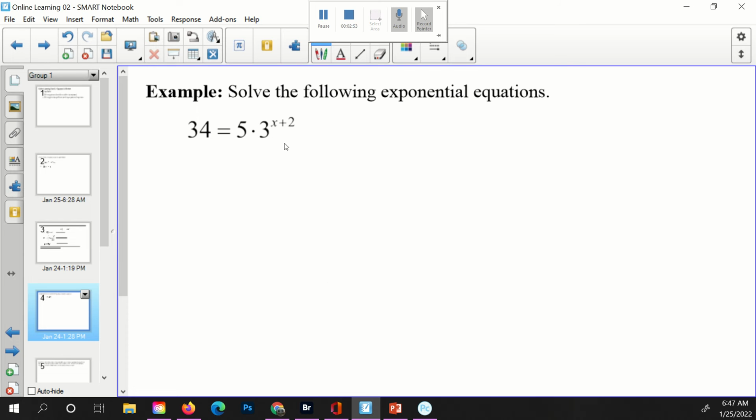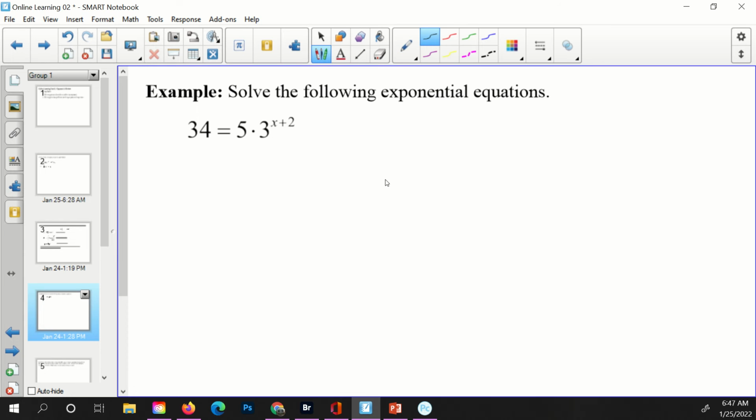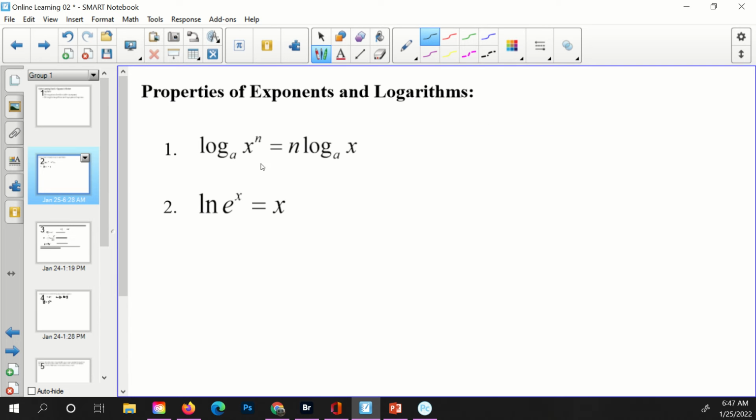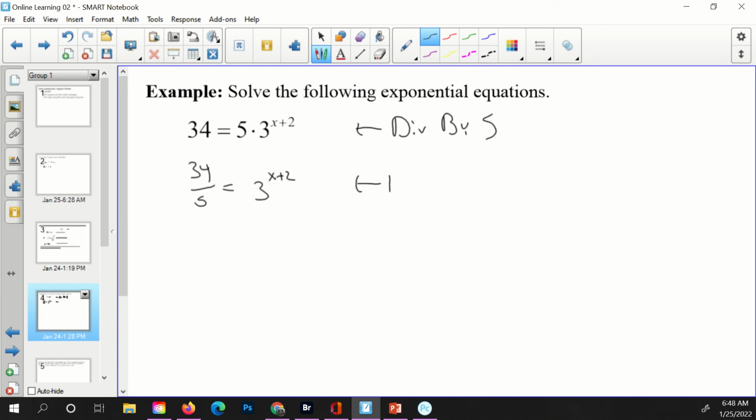So here's what we're going to do in this first instance. First thing we're going to do here is divide by 5. And so I'll have 34 over 5 equals 3 to the x plus 2. And so now I've got to get this exponent down. So I'm going to use that first rule that we talked about. I'm going to take the ln of both sides so that I can use this property and bring that exponent down. So here, ln both sides.